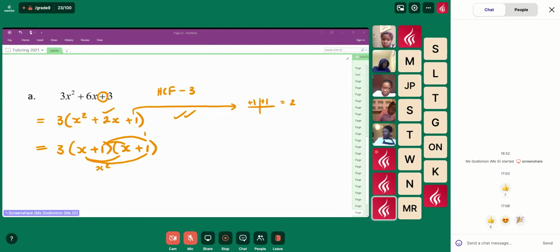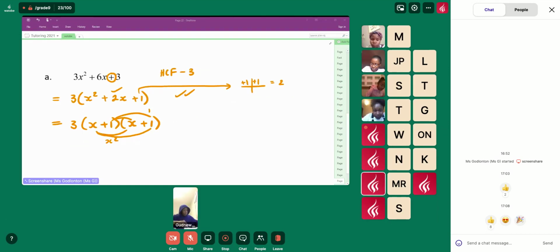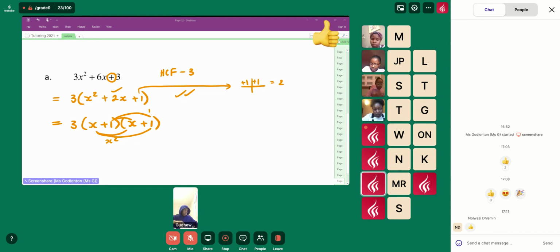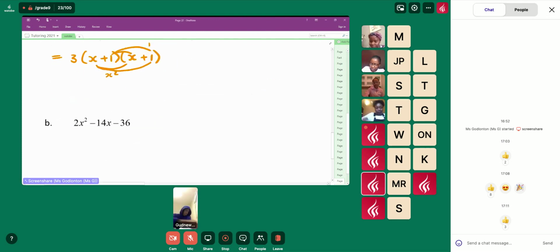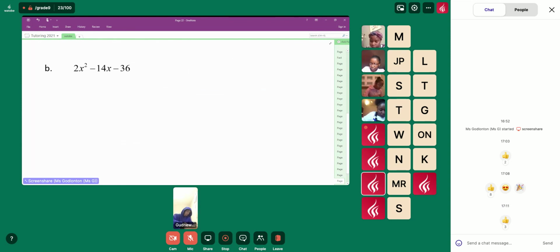Did anybody get that question 100% right? So the HCF and the trinomial. You can show me with a thumbs up if you got it 100% right. Great. Oh, a couple people. Excellent. Okay, so now I know who to pick on next. Excellent. Okay, let's have a look at the next question. Okay, B.